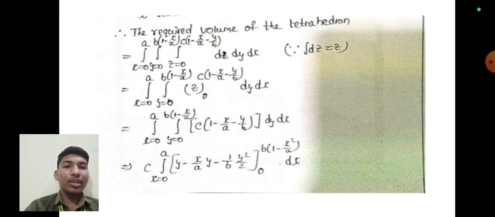Integral x from 0 to a, integral y from 0 to b into 1 minus x by a, of c into 1 minus x by a minus y by b minus 0, dy dx. Since c is constant, take it outside: c into the integral of x from 0 to a, y: the integral of 1 minus x by a minus y by b is y minus x by a into y, minus 1 by b into y square by 2, from 0 to b into 1 minus x by a, dx.